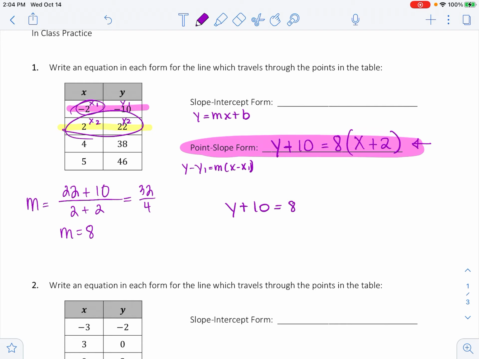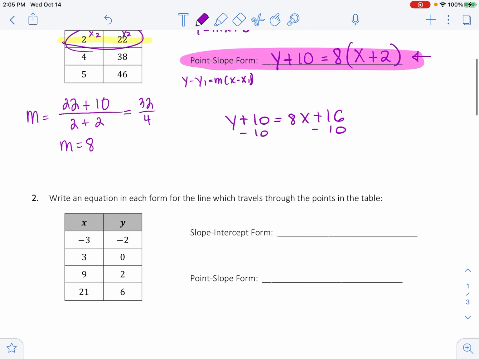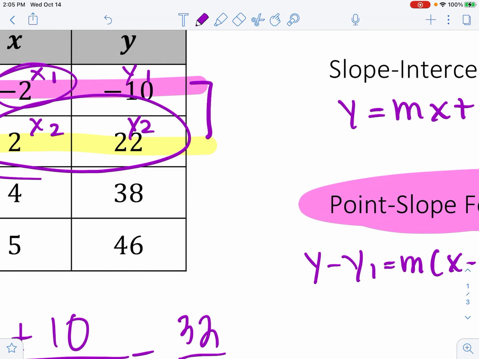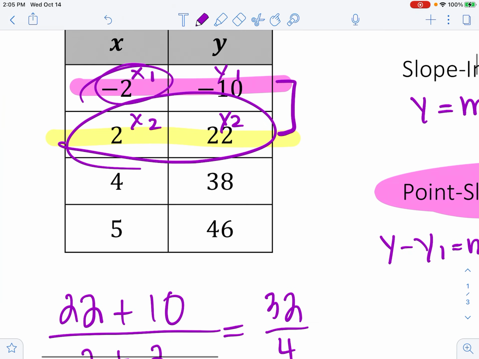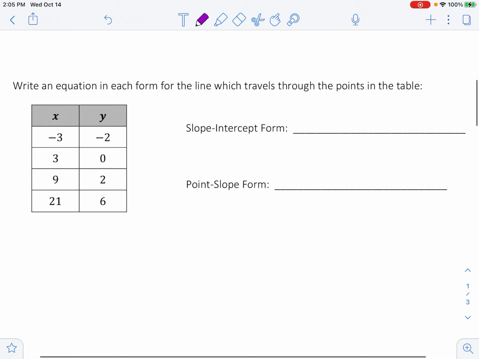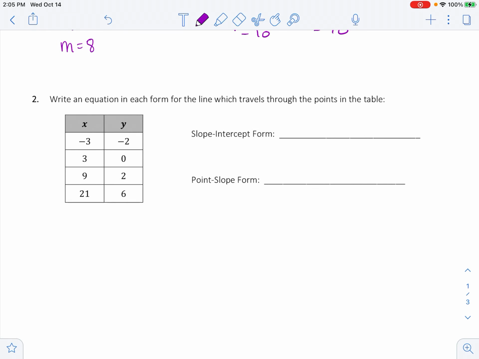I have y plus 10 is equal to, I have to distribute that 8. So that's 8x plus 16. And now I still have to get y by itself, so I'm going to subtract 10 from both sides. So I have y equals 8x plus 6. Okay? Also, you can think of your answer as a good answer. I know it has to be in between negative 10 and 22 because it has to be in between these two. All right, let's try this one here.